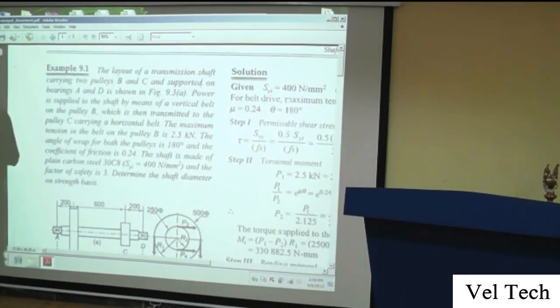So determine the shaft diameter on strength basis. It is clearly given as strength basis. So no need to use the formula for angle of twist or anything. We have to use only the strength formula. Right, so just let it go.